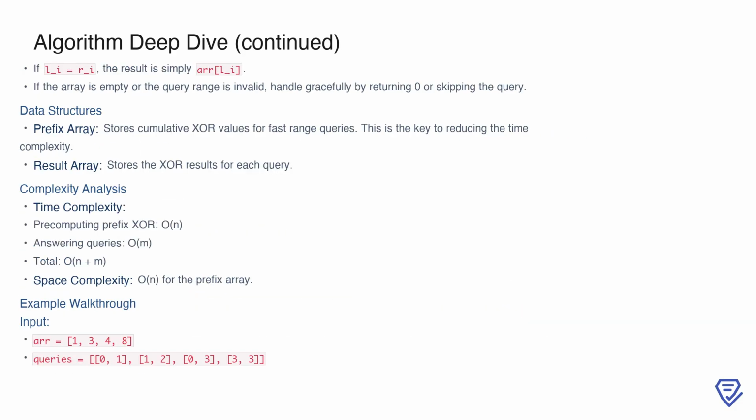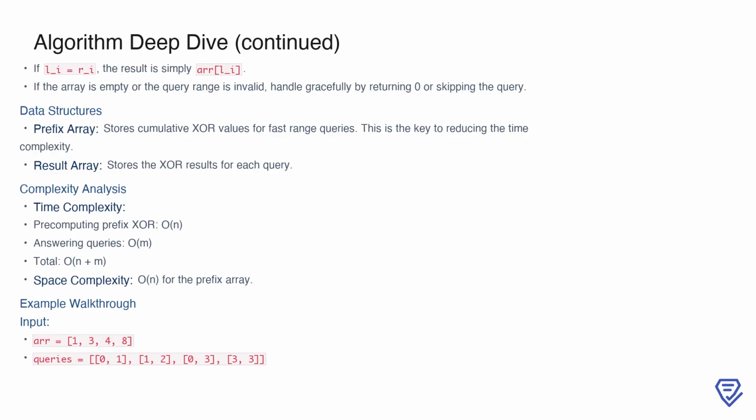There are a few edge cases to handle in this problem. If the range of a query is invalid or the array itself is empty, we can handle this gracefully by returning 0 or skipping the query altogether. Additionally, if the query range consists of a single element, meaning L_i equals R_i, the result is simply the value of the element at that index in the array, which can be directly retrieved without any computation.